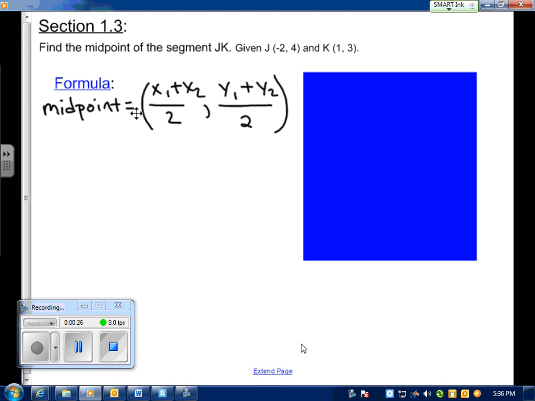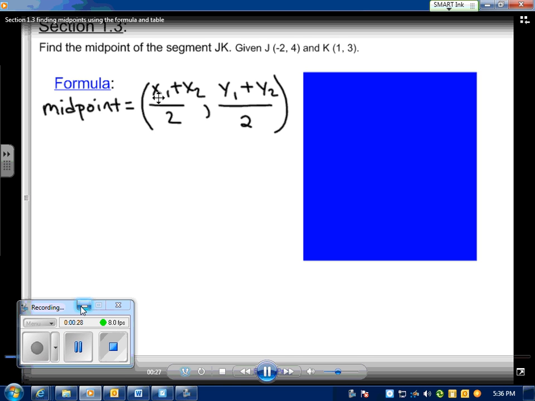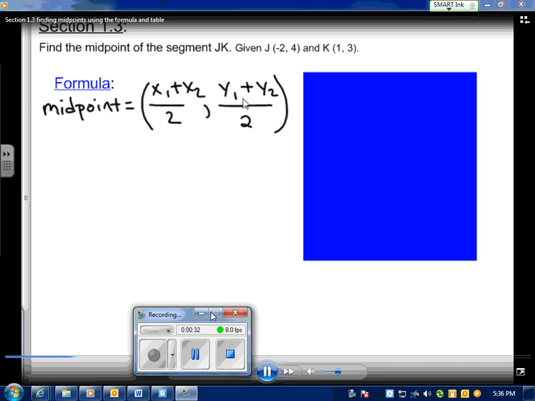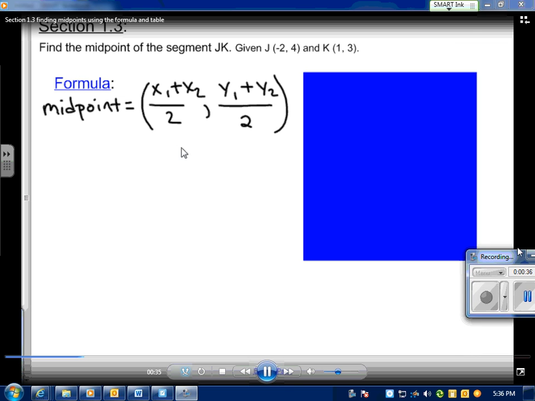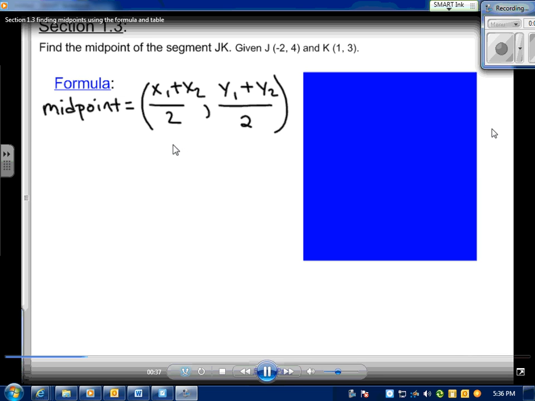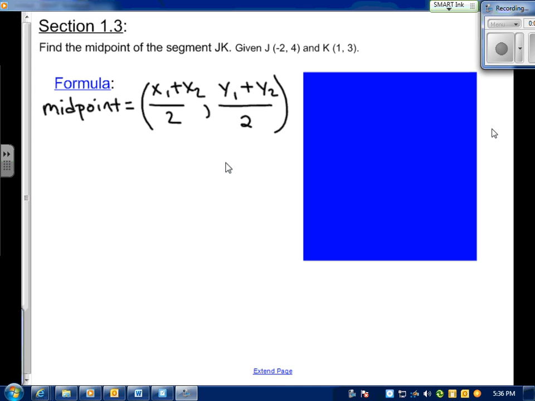it states midpoint is equal to x1 plus x2 divided by 2, y1 plus y2 divided by 2. I like to think of it as the average of the x's and the average of the y's. Your answer should be an ordered pair, but not one single answer. So to start, first thing I always do is label my x1, y1 right up top, just like we did for distance formula.